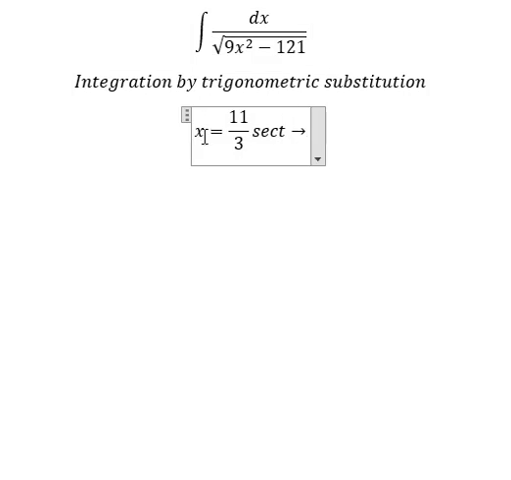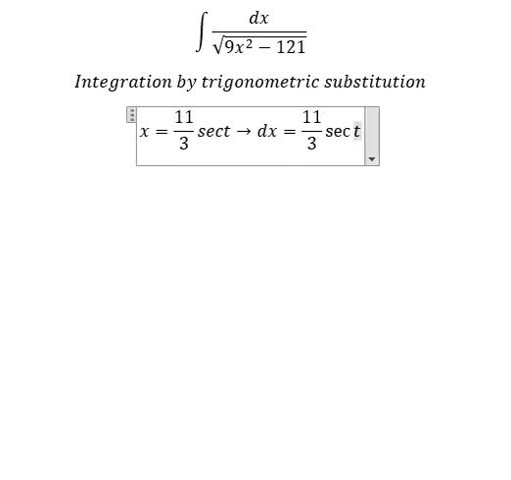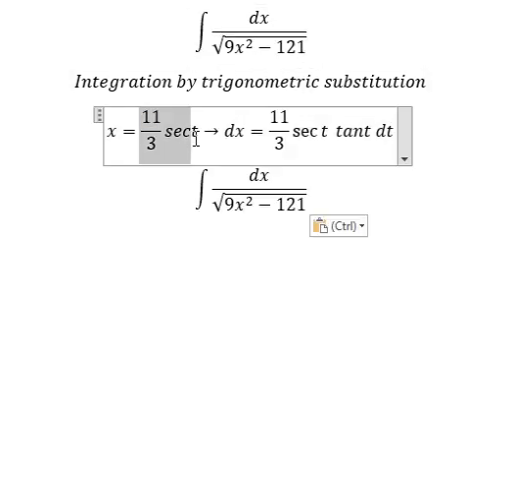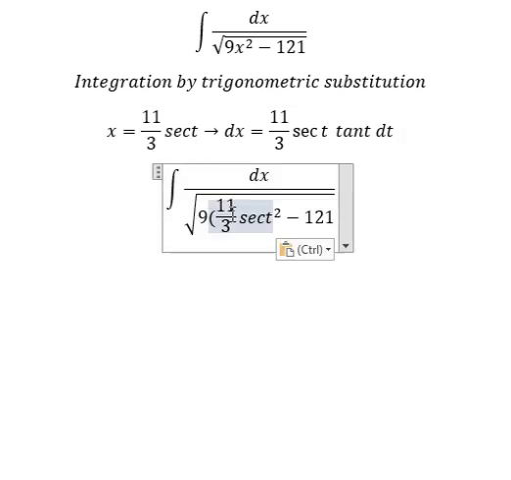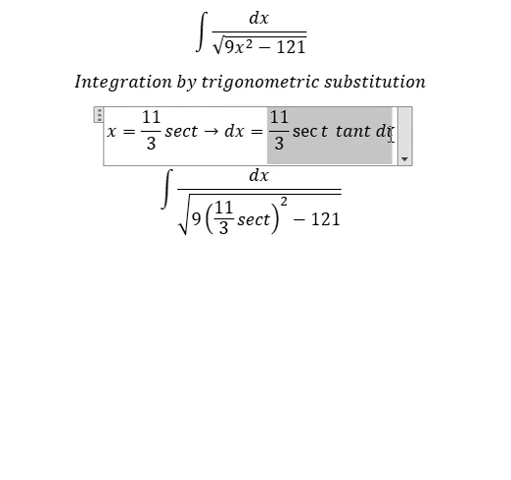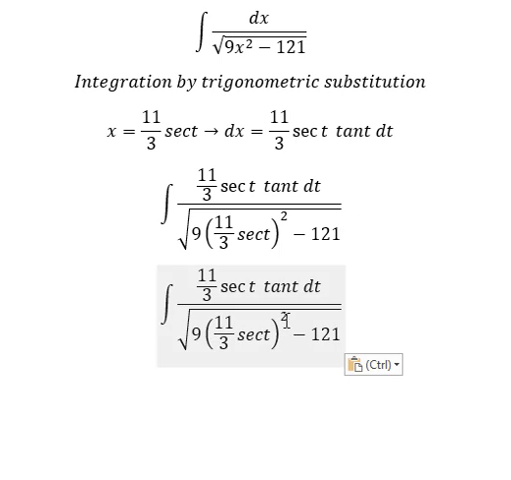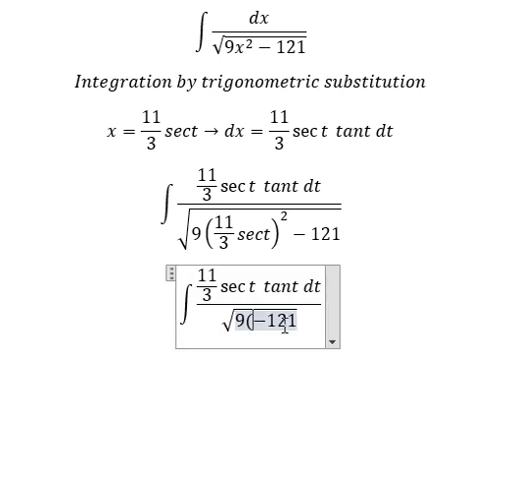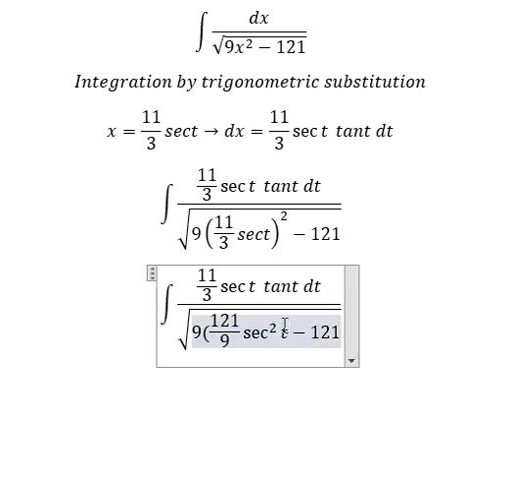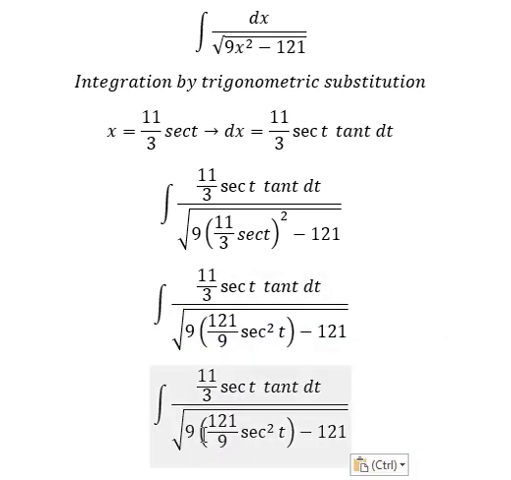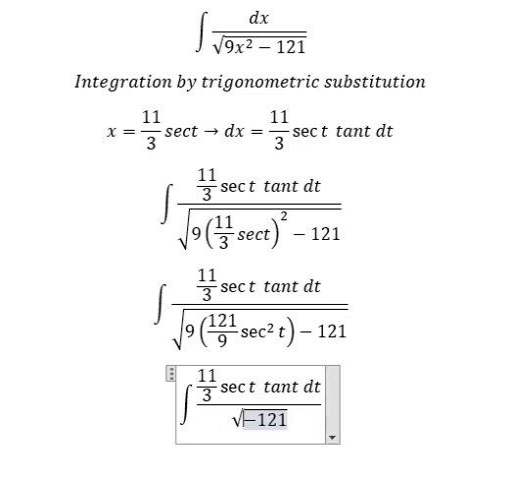Next, we need to do first the derivative for both sides, and we have it like this. So I will put this one here, and ds we change for this one. So this is 121 over 9 secant squared of t. The 9 and 9 we can simplify here.